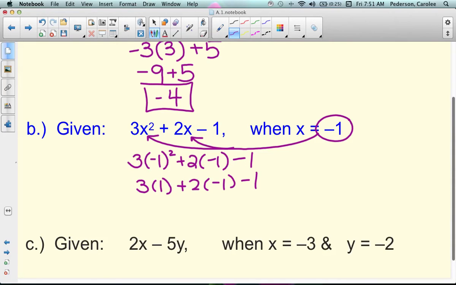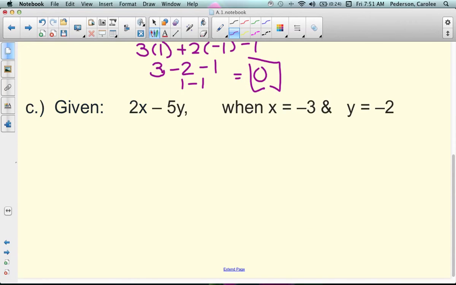Now let's do our multiplication. 3 times 1 is 3. 2 times negative 1 is negative 2. And now we do our subtraction. 3 minus 2 is 1. 1 minus 1 is 0. Our answer is 0.